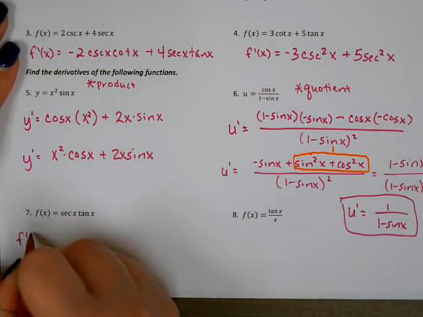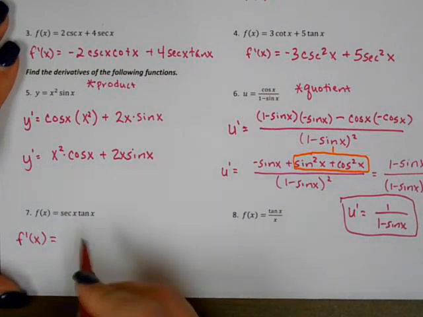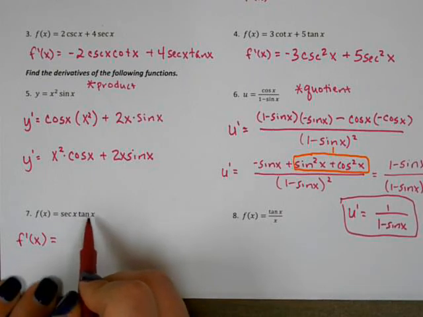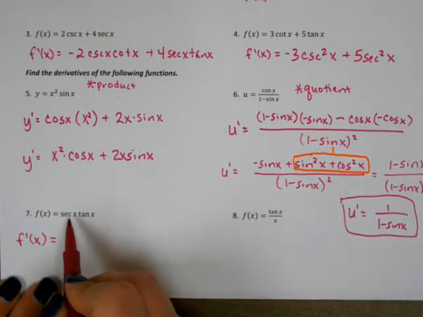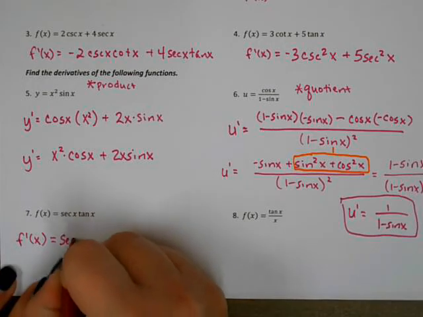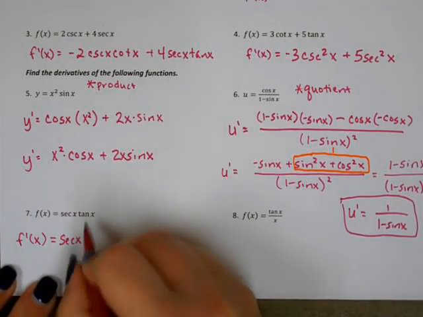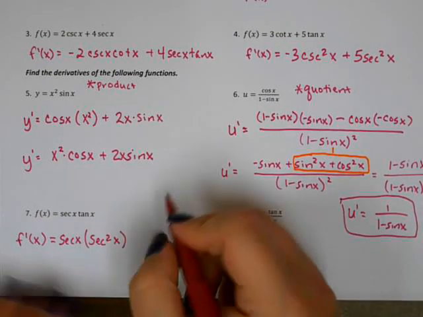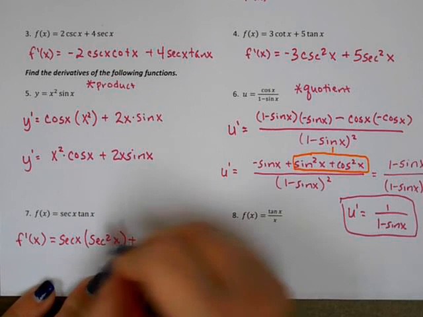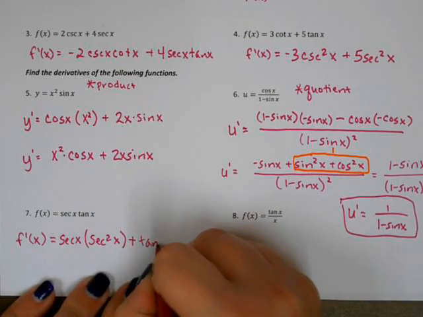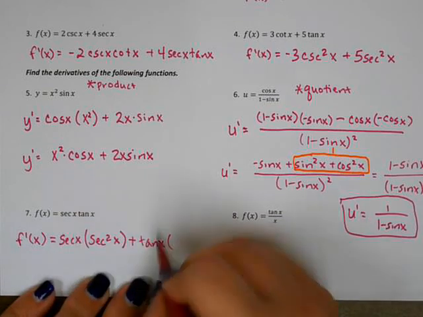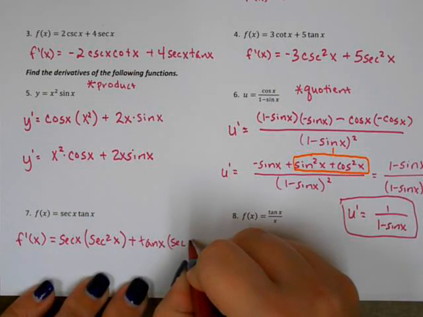So f prime of x is going to equal, let's see, we want to do the derivative of the second function. So we're going to leave the first one alone, right? Leave the first one alone, so that's secant x, times the derivative of tangent, which we know is secant squared x. And then plus, now we're going to leave the second one alone, so tangent x, and we're going to take the derivative of secant of x, which is secant x tangent x.